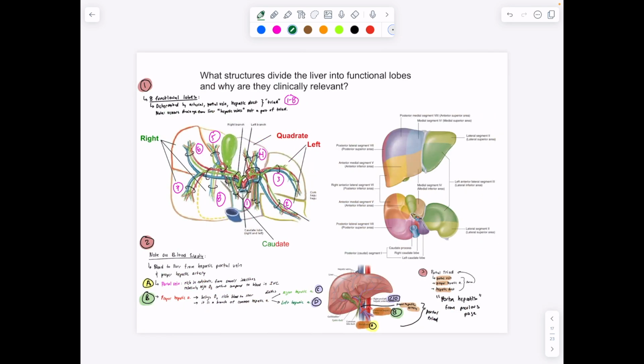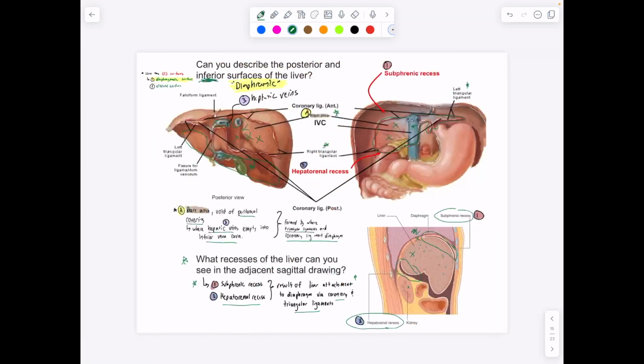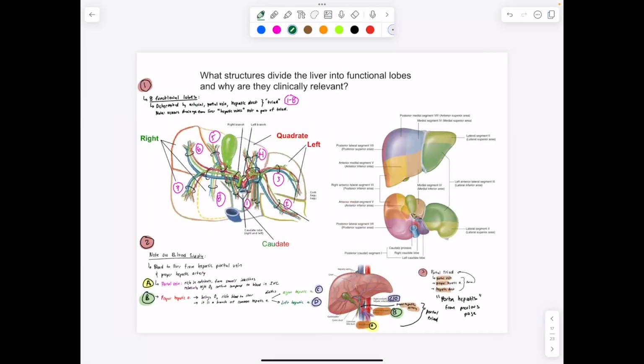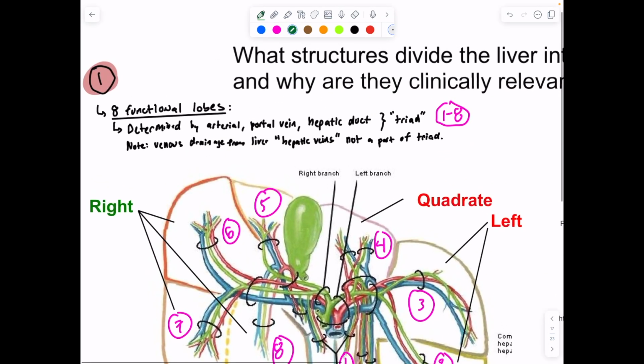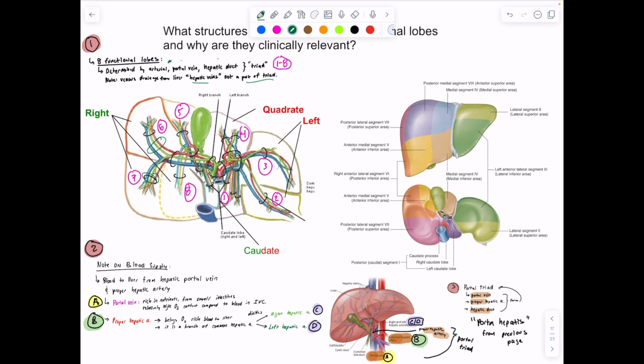Very good. Okay, what structures divide the liver into functional lobes, and why are they clinically relevant? All right, so we had lobes based on the surfaces. We had the visceral surface, right, caudate, quadrate, left, and then on the diaphragmatic surface, we had the right lobe, left lobe, and then now we have functional lobes. Okay, so it turns out there are 8 functional lobes, and these 8 functional lobes are determined by triads, and you can see all these nice triads here. And so what are these? These are arterial, portal vein, and hepatic duct, the triads, or branches of these things. And then venous drainage from the liver, aka hepatic veins, are not part of the portal triad. So arterial, portal veins, and hepatic duct. And then you can see that makes up 8 overall functional lobes. And then blood supply to the liver.